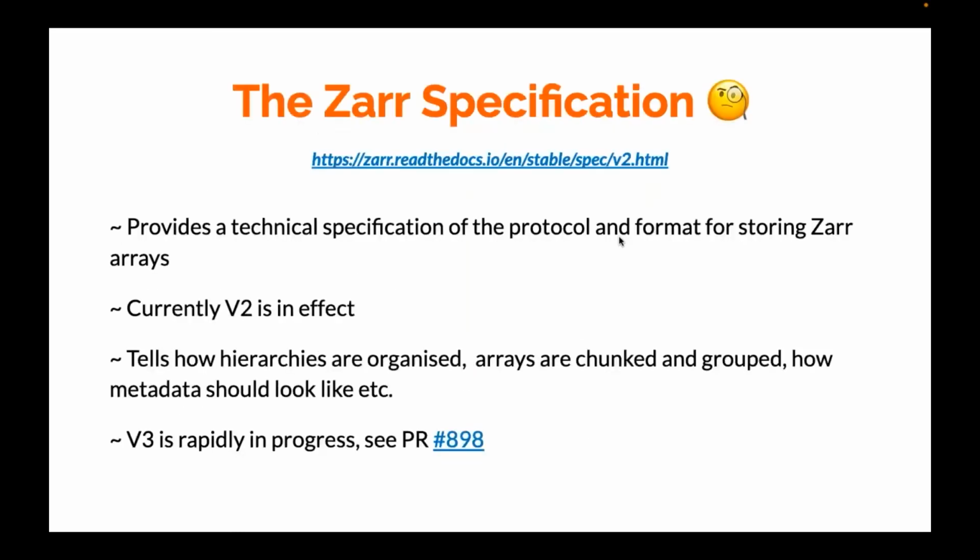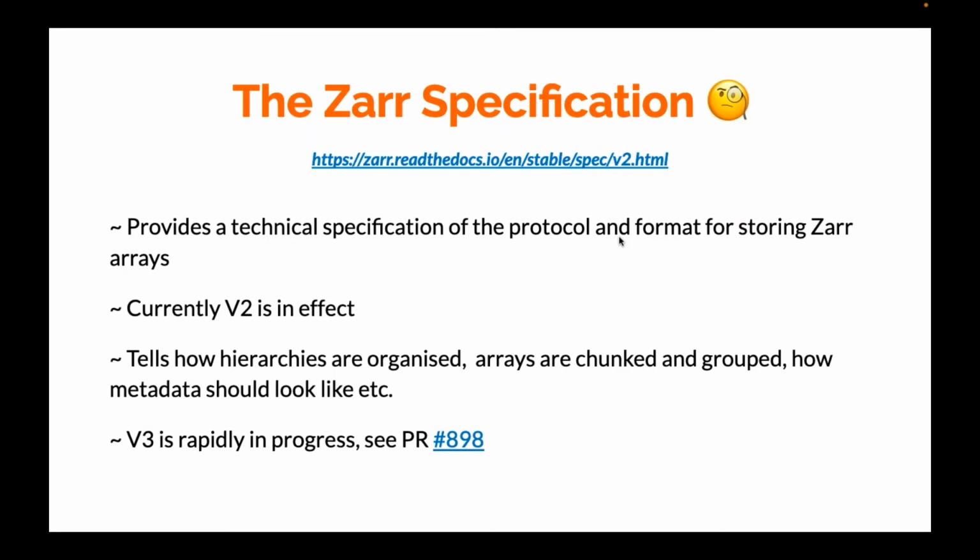So what is the Zarr specification? The Zarr specification is a technical specification, a set of rules or protocol, which is used for storing Zarr arrays. And we currently use version 2. If you follow the specification, you can write an implementation of Zarr in any language. And there has been a lot of development recently in different languages like C++, C, Julia, JavaScript, and all of that.